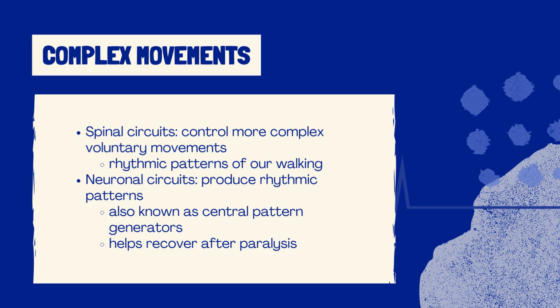Complex movements are another type, and they have two main concepts: spinal circuits and neuronal circuits. Spinal circuits control more complex voluntary movements, and this could be somewhat like rhythmic patterns of our walking. So when we're walking, we have this pattern or steady pace we're walking in. This is controlled by the spinal circuits. Neuronal circuits produce rhythmic patterns in other things like our heart rate. So these are also known as central pattern generators, and this helps us recover after paralysis.